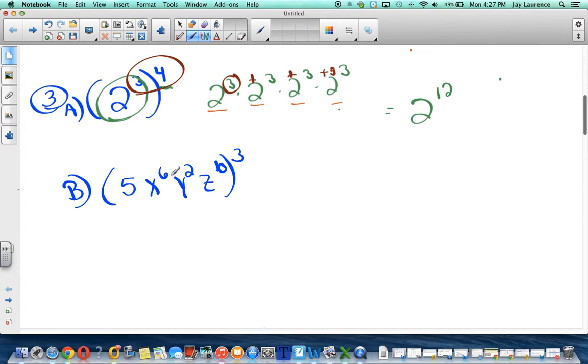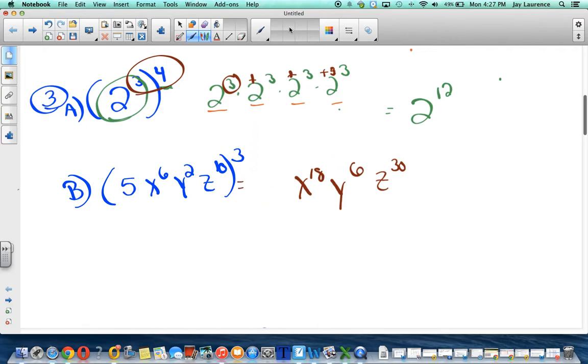All right, now B. Some of you are going to go, all right, I'm going to get an x to the 18th. I know, I just learned that from Mr. Lawrence. I'm going to multiply 6 times 3. And then I'm going to multiply y squared times 3, and I'm going to get y to the 6th and a z to the 30th. And then you're going to say, it's 15, and you're wrong.